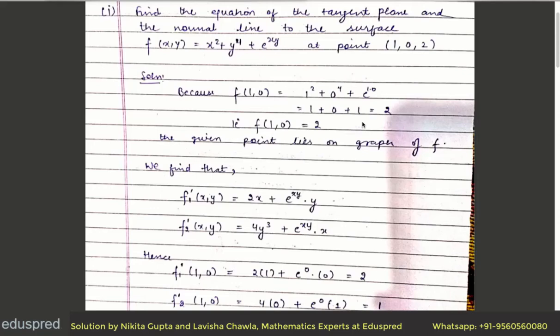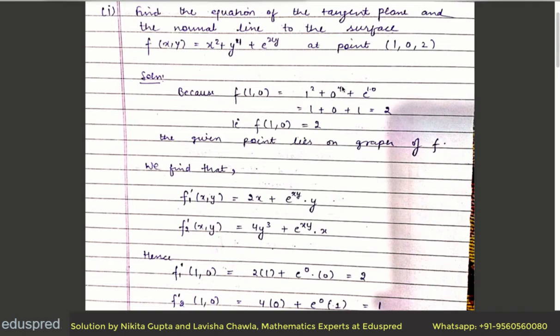In this video, we will be solving this question which says find the equation of the tangent plane and the normal line to the surface f(x,y) is equal to x squared plus y to the power 4 plus e to the power xy at point (1, 0, 2).